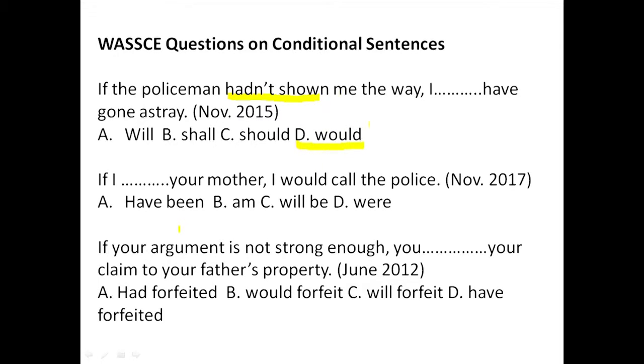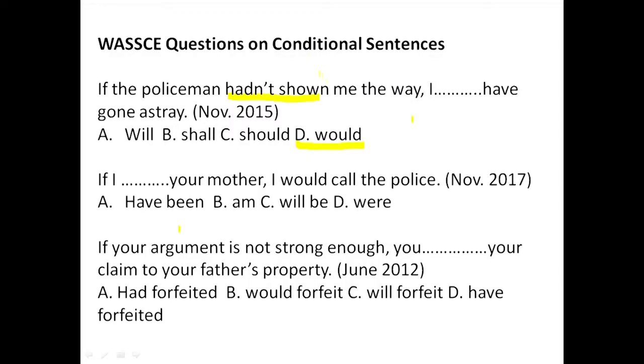Okay. 2. If I dash your mother, I would call the police. Again, you see, in fact, we have what? We have the would call in this case. So would call has given us some clue regarding what kind of verb tense we'll use to occupy the if aspect. Would call gives you an impression of condition 2.